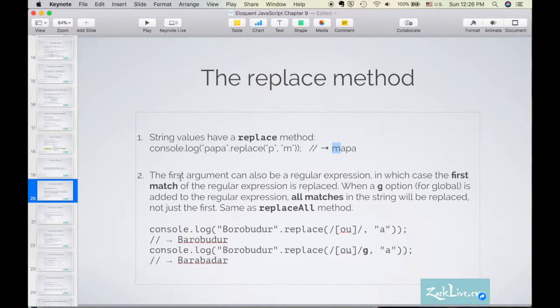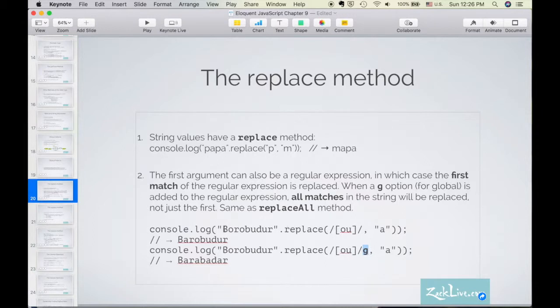Okay, so the first argument, this one, can be a regular expression, and if you want to use all the matches in that string, you can put a g after the regular expression. So like this one, there is a g after the regular expression. G stands for global. If you use it like this, all the matches will be used.